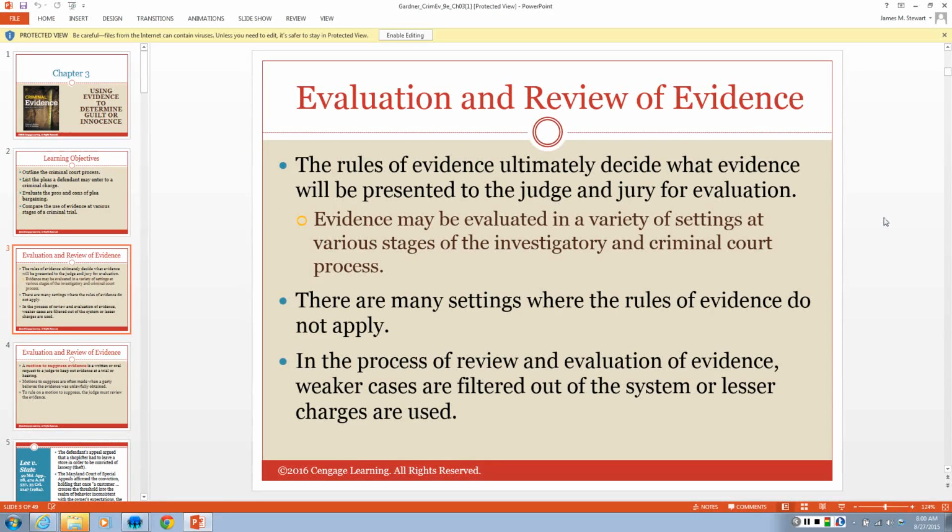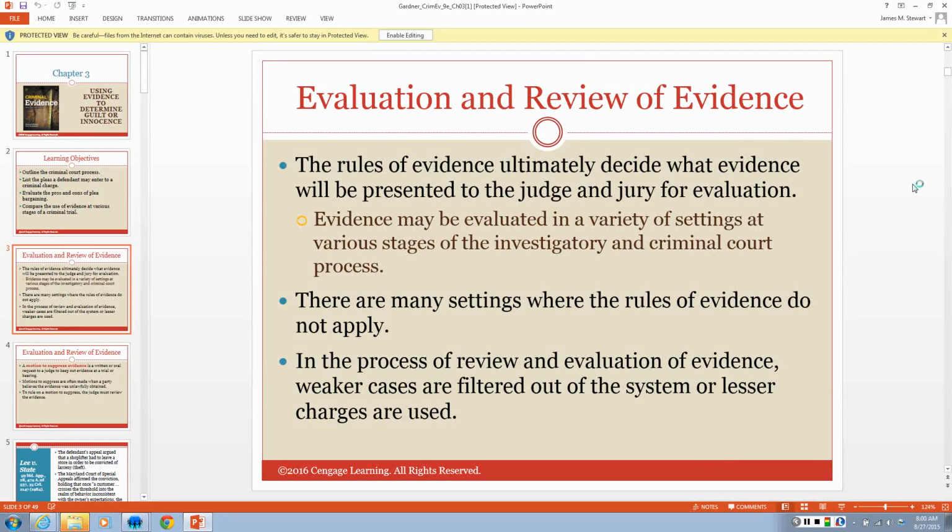Now, the criminal court process, if you have had intro to criminal justice, you've had the criminal court process at this point. And if you've watched Law and Order or any TV show, you're probably familiar with the criminal court process. But you need to make sure you read over that because what you see on TV may skip a few steps. Typically, it does. Also, read about this evaluation and review of the evidence.